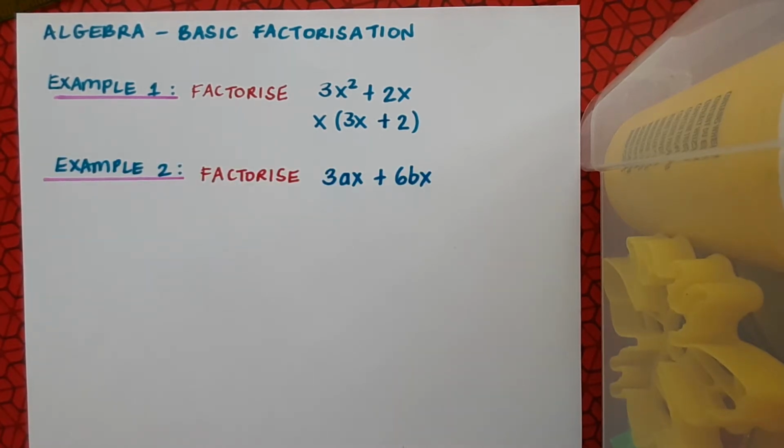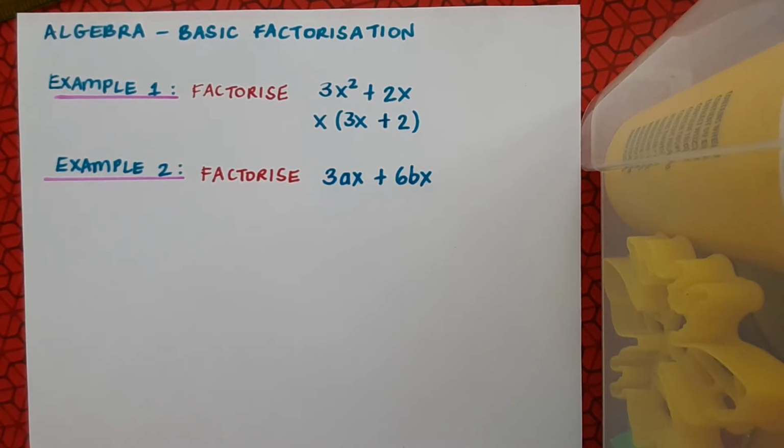This time I want to factorise 3ax plus 6bx. Pause the video here and see if you can complete this yourself, and then play and check if you're correct. In this case, I need to look at my coefficients and my variables. So 3 and 6, do they have a common factor? And then do I have a common variable between my two terms?